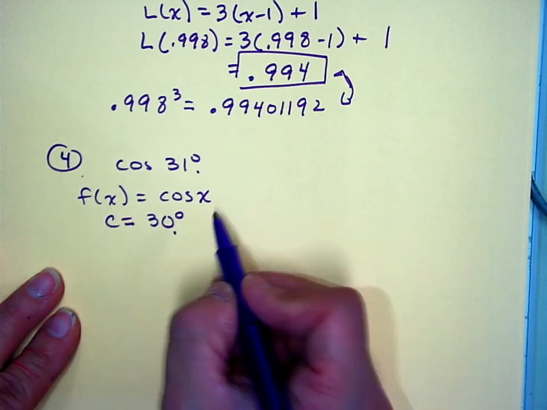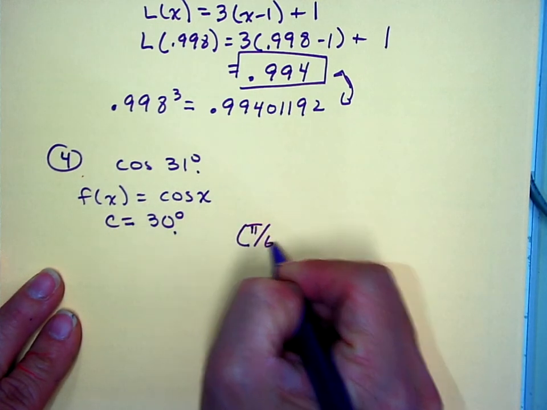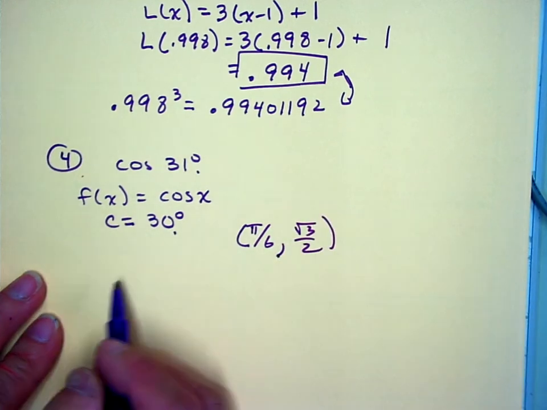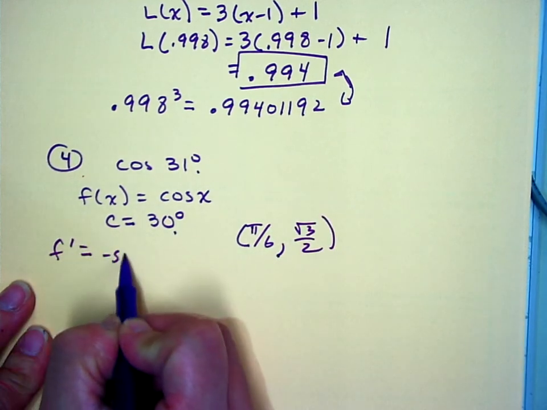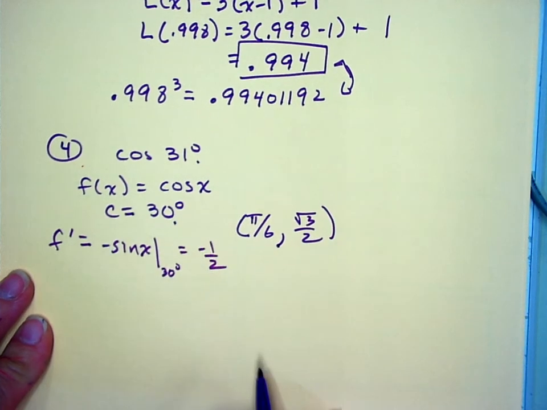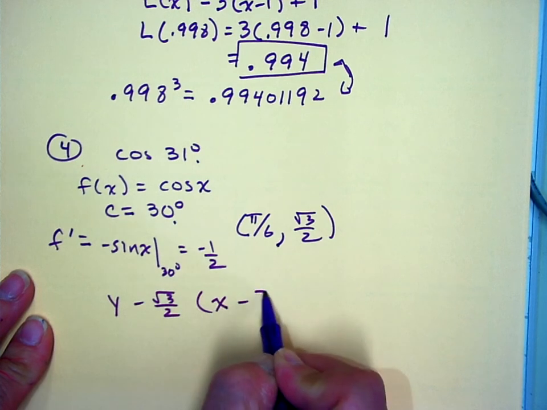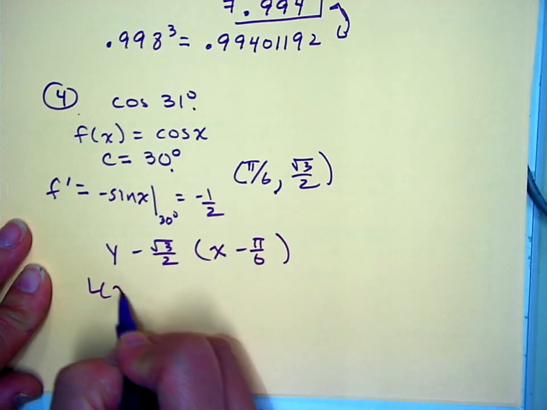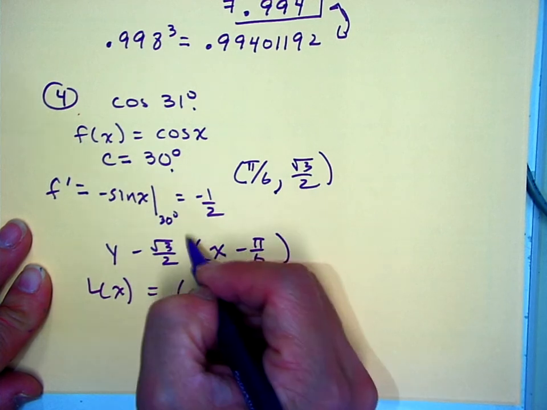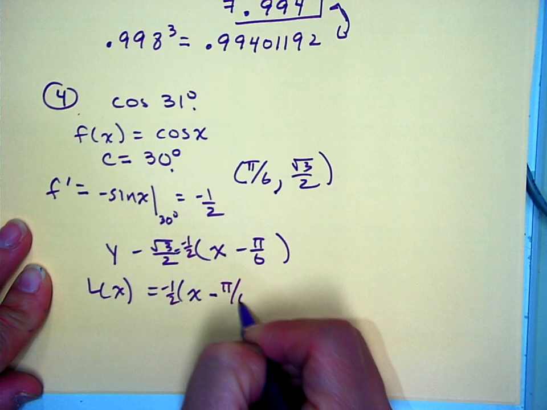So what do I need? I need a point. So my point is pi over 6, comma, cosine of 30 degrees, which is root 3 over 2. There's my point. My slope is negative sine of x at 30 degrees. There's my slope. So y minus root 3 over 2 equals negative 1/2 quantity x minus pi over 6. Oops, I forgot the negative 1/2 in the front here. My equation of the line is L of x equals negative 1/2 quantity x minus pi over 6 plus root 3 over 2.